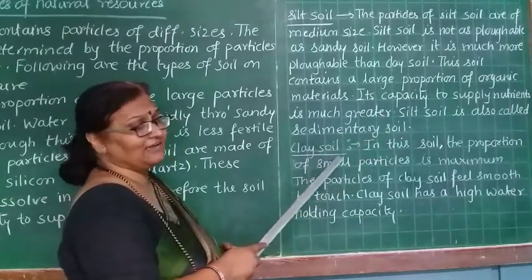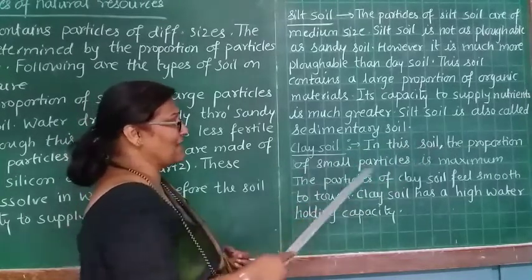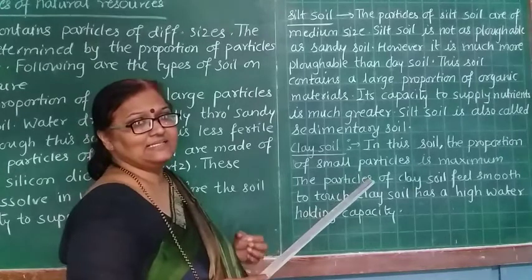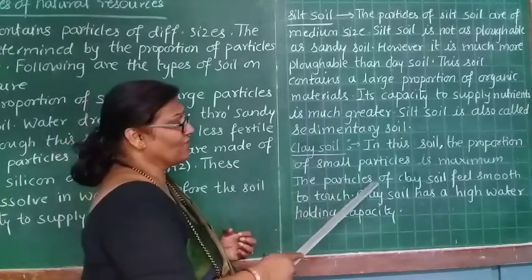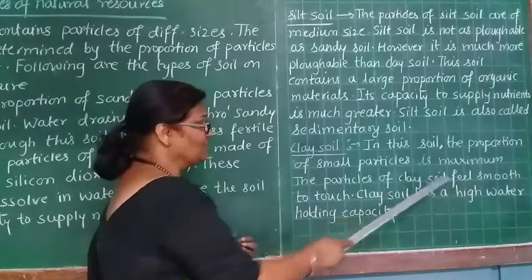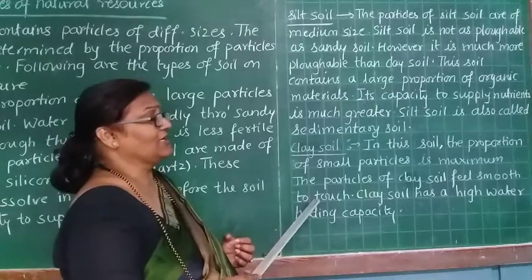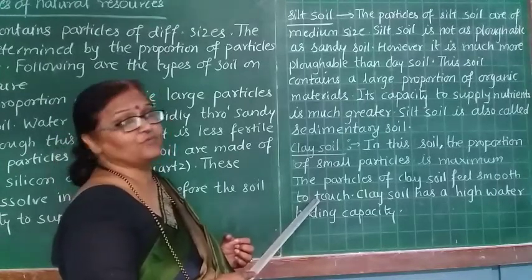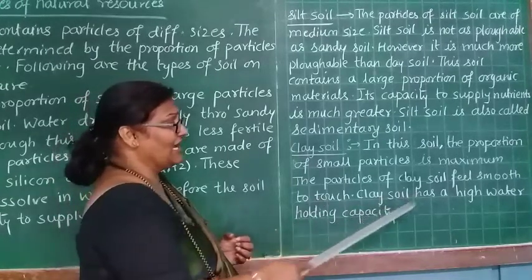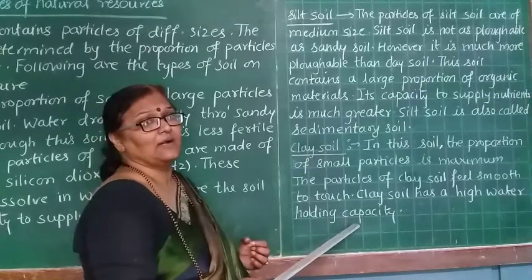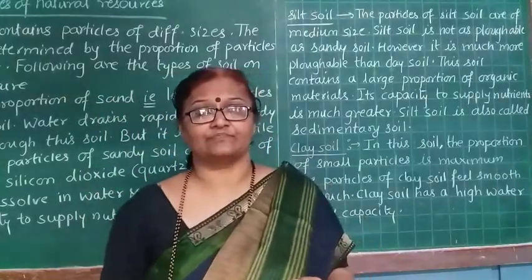Next comes the clay soil. In this soil, the proportion of small particles is maximum. The small particles are present in a maximum amount here. The particles of the clay soil feel smooth to touch. Clay soil has a high water holding capacity. So these are the three types of soils.